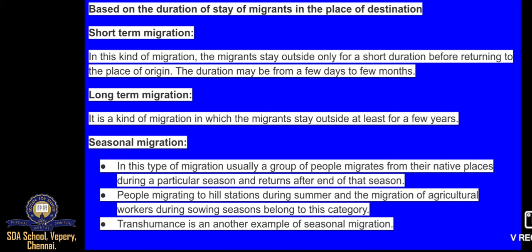And next, seasonal migration. In this type of migration, usually a group of people migrates from their native places during a particular season and returns after the end of that season. People migrating to hill stations during summer and the migration of agricultural workers during sowing seasons belong to this category. Transhumance is another example of seasonal migration.